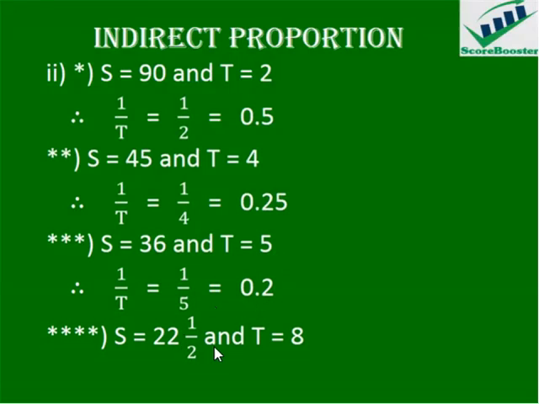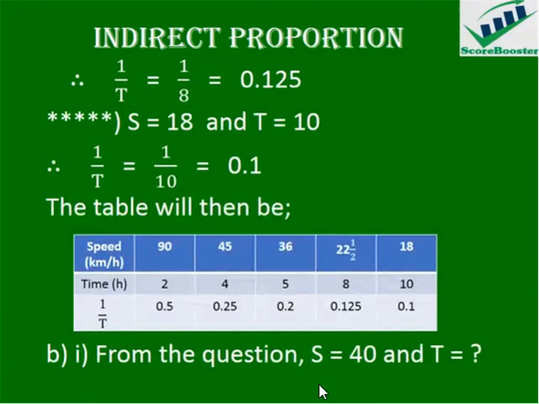When the time is 22.5, t is 8. The reciprocal, 1 over t, equals 1 over 8, which is 0.125. And when the speed is 18 km per hour, it's going to spend 10 hours. The reciprocal of time, 1 over t, is 1 over 10, that's 0.1. So this is the table.